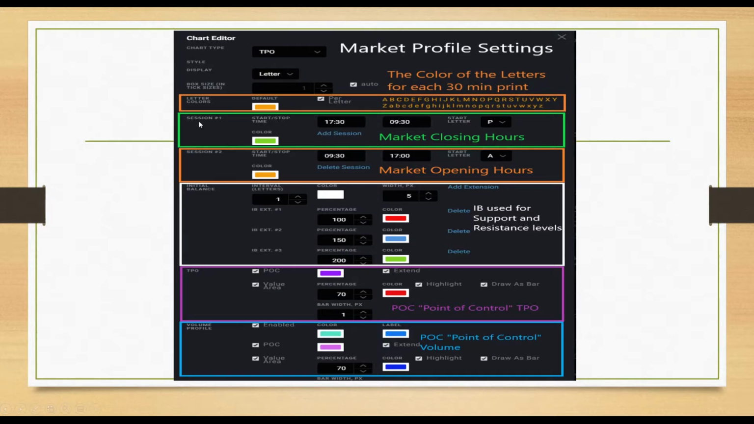Then I have my other session set to 7:30 to 9:30 in the morning. The reason I do 17:30 is because it messes up on the profile, so I have it set there so it could print the 6 p.m. letter. Hopefully Tradovate will fix that. And that starts with the letter P. I'm using P to start with that.